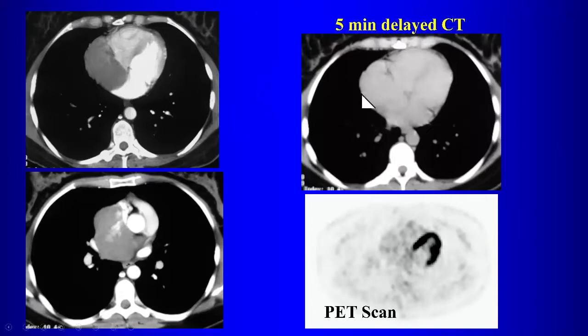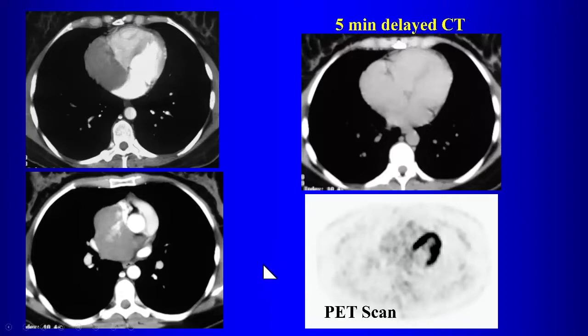Right, it becomes isodense to the blood pool. And then here, when you look at the PET scan, do you think this is a malignant or a benign tumor? Yeah, it looks benign because there's not much here in the way of metabolic activity. So what tumor do you think this is?